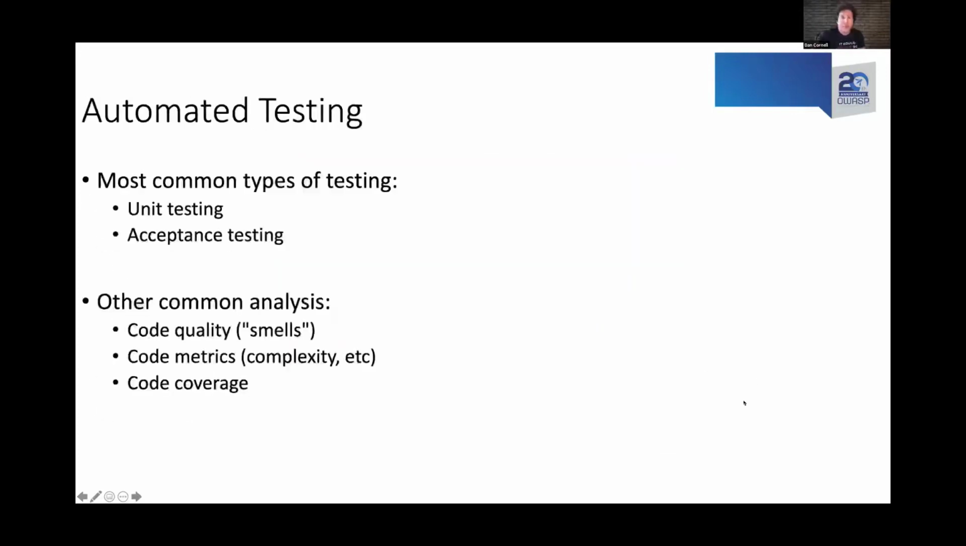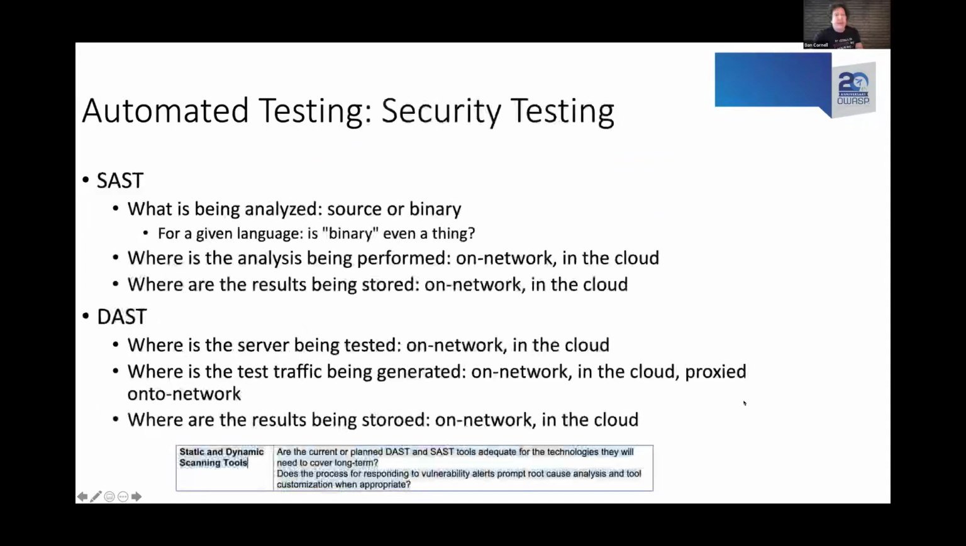Then if we look at automated testing, again, unit testing, acceptance testing, static analysis and things like that. That's great. For static analysis, what's being analyzed, source or binary? Where is that being performed? Is it performed in your environment, or is an artifact being sent out to a cloud environment for that processing? There's no wrong answer there, but you want to know the answer. That's the important thing. Where are the results being stored? Are those stored in your environment, or on some external server for a cloud provider? Again, no wrong answer, but you need to have an answer.